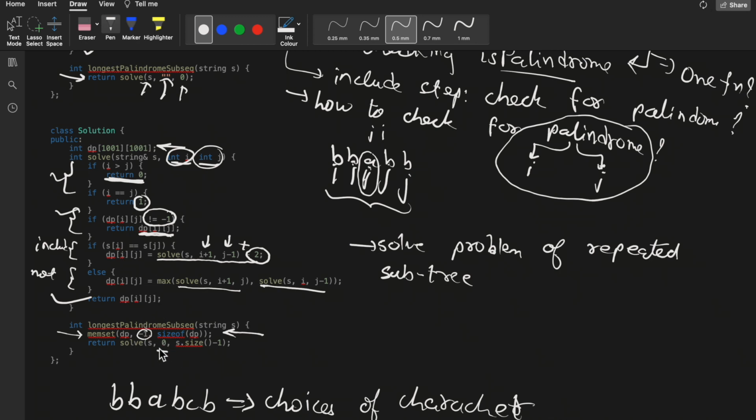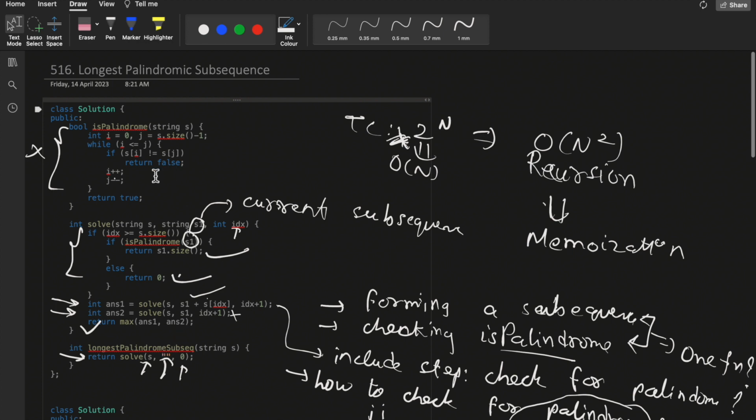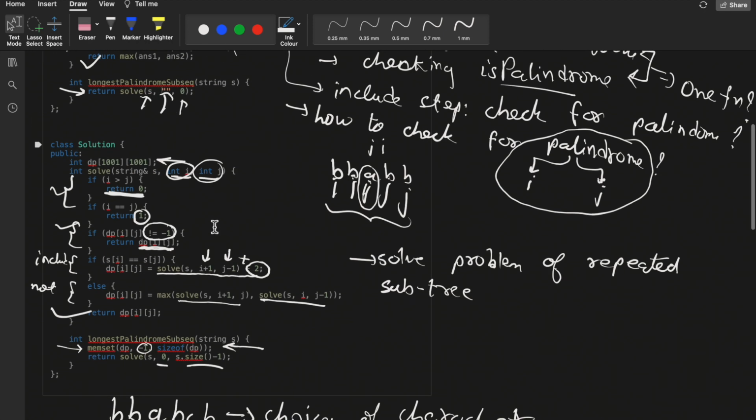And here we initialize i to 0 and j to the last character. That's what we do in the palindrome check. So in this memoization approach, we added the palindrome check, as well as reduced the recursion problem of duplicate subtrees by using memoization DP here. So yeah, guys, that was our memoization approach.